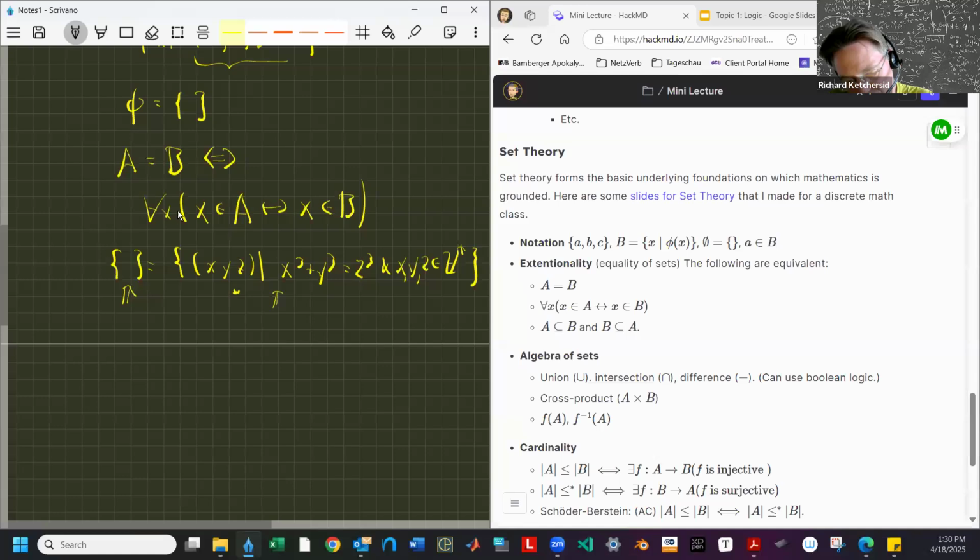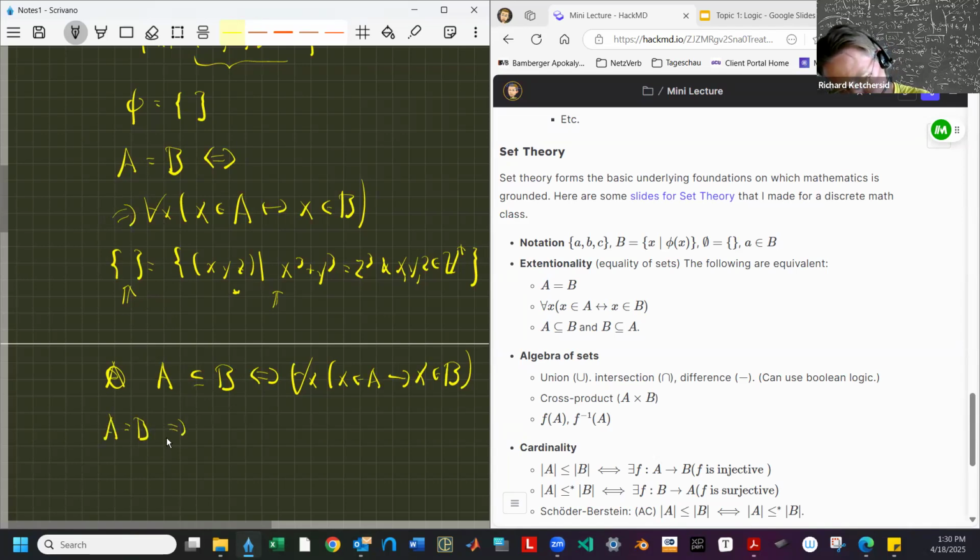And another way of writing this, right, and the way we often use this in a proof, so let me just introduce this notation. A is a subset of B if and only if for all x, x in A implies x in B, right, like that. And so we could write A equals B if and only if A is a subset of B, and B is a subset of A.